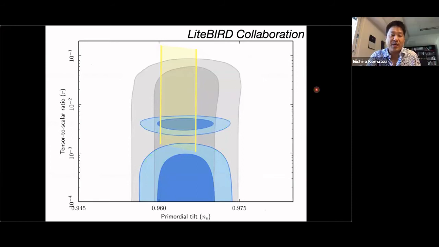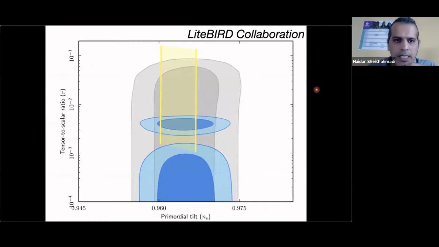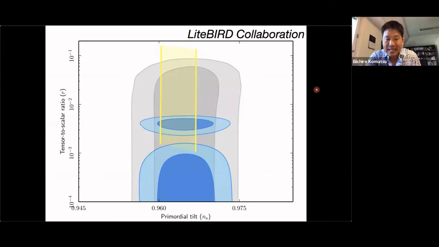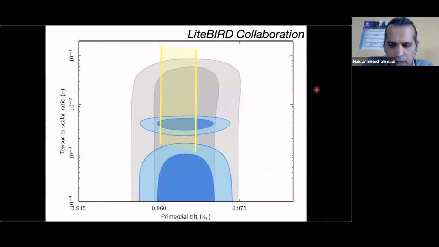If we find B-mode polarization from gravitational waves, it will be definitive evidence for inflation. Whether it's quantum fluctuation is a different question, but seeing primordial gravitational waves would be definitive evidence for inflation. Yes, I know.